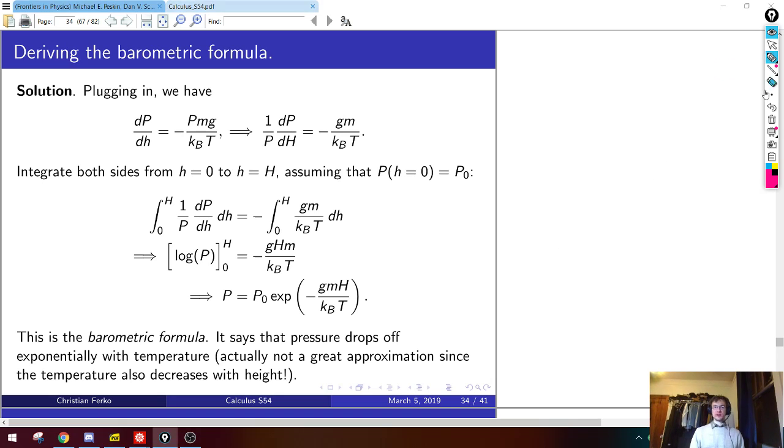So just to review what we did. We got this equation for dP/dh from Newton's law. We plugged in the ideal gas law on the right, and then this gave us some equation with P's on the left and constants on the right.